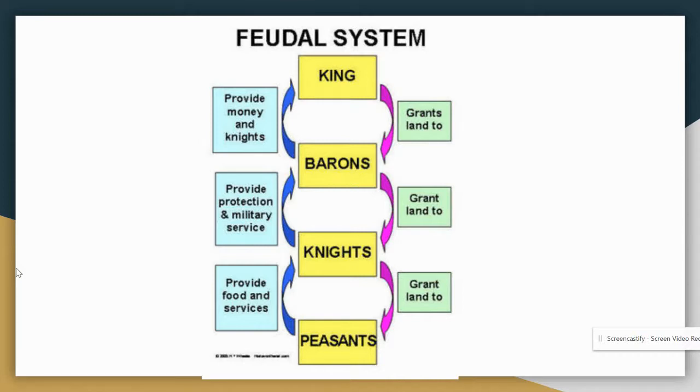So this is just another diagram of the feudal system. So we can see how there's an exchange. So the king will grant land to the lords, also grant land to the knights, and then the knights are granting land to the peasants. So it all trickles down. But we can see how the peasants provide food and services to the knights. The knights will provide protection and military services when called upon. And the lords will provide the king with money that they're collecting and also knights if need be.